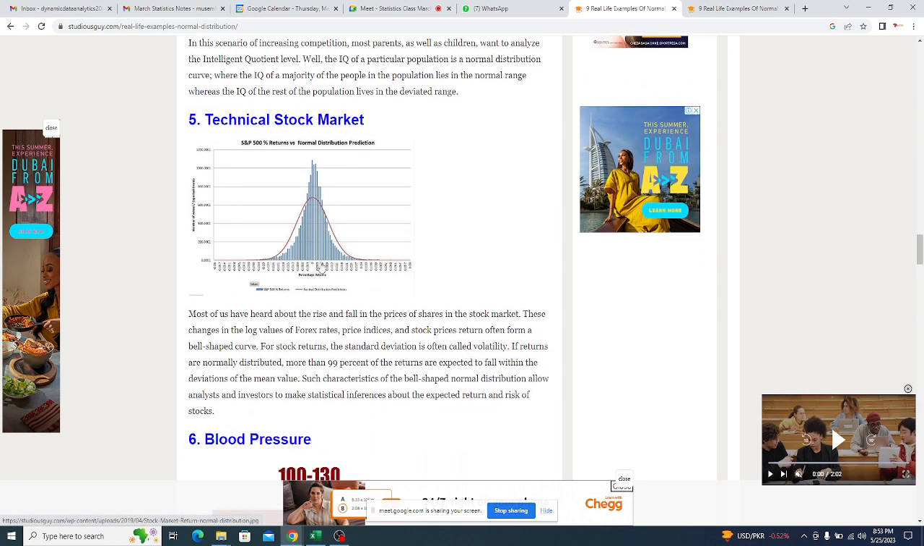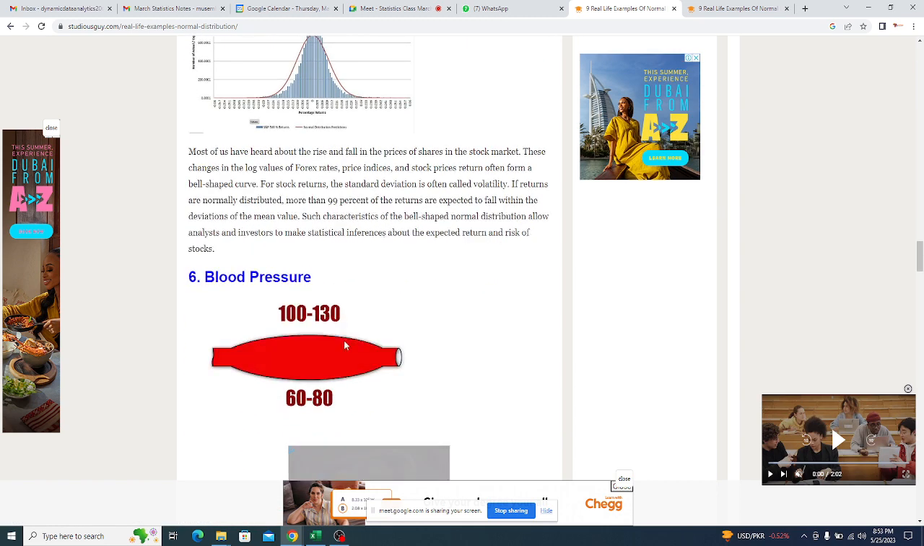Then we have the stock market. These are the number of stocks, of course, in terms of prices, the way prices rise and also fall. If we collect the rises and falls and try to distribute them over a period of time, then we can get a distribution out of it.